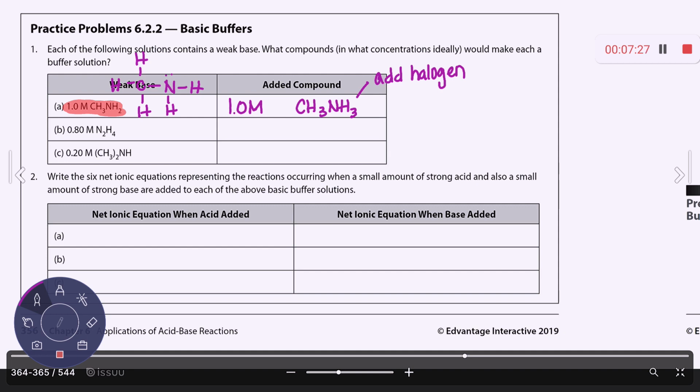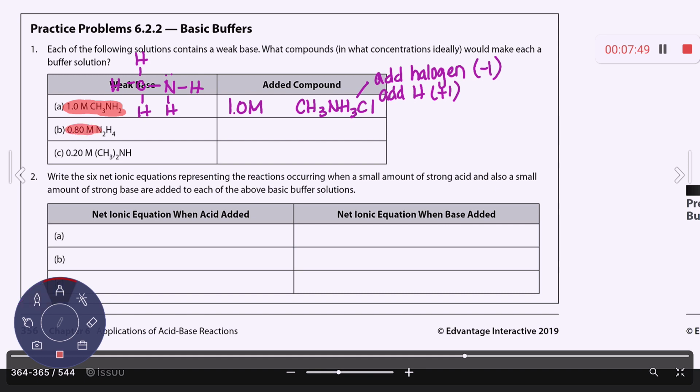And then you're going to add a hydrogen. Halogen has got a -1 charge, and then you're also adding a hydrogen, which has a +1 charge to make this neutral. So this would become CH3NH3, and then I would put a Cl on the end, for instance. I could put something else on it, but Cl is kind of easier.